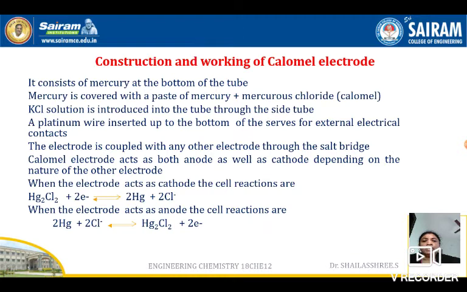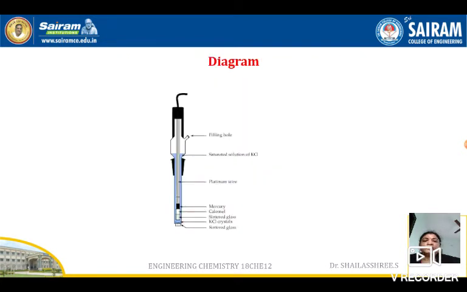So, coming to the construction and working of a calomel electrode. It is a tube-like structure. Let us see the diagram first. The electrode will be something like this. What does it consist of? At the bottom of the electrode there is mercury, and on the mercury there is a paste of mercury and mercurous chloride, and on that paste there is a KCl solution.